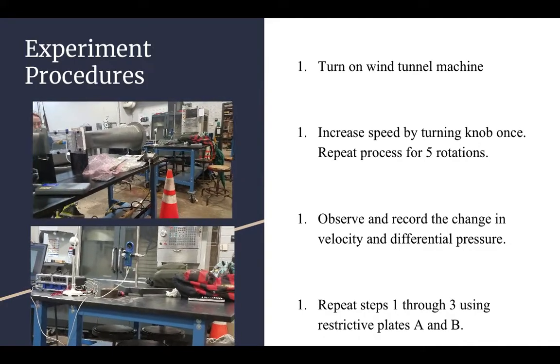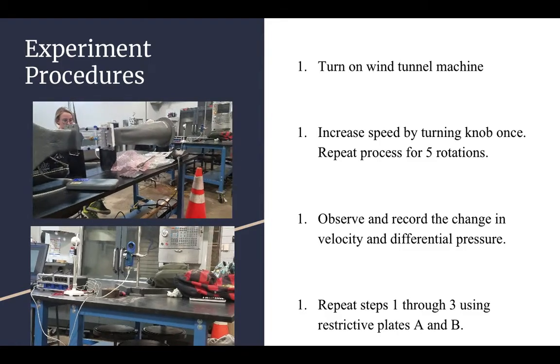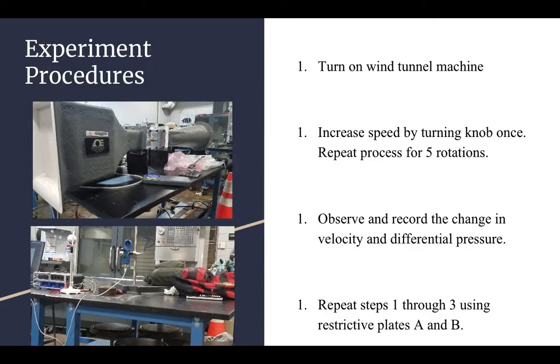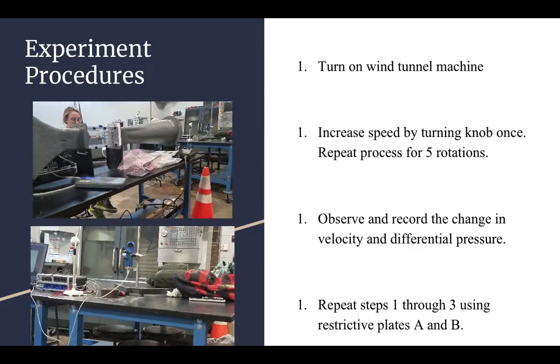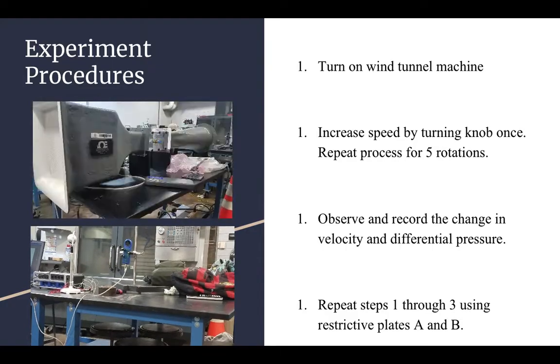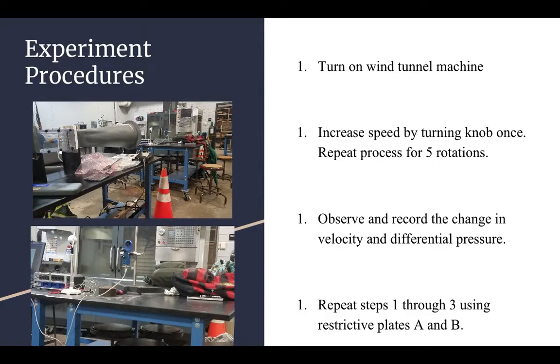Using the dart controller, we increased the speed of the air by turning the knob once. The process was then repeated for 5 rotations, and our team noted the change in velocity and the change in pressure. For control, we first conducted the experiment without the use of any restrictive plates. We then repeated the experiment using plates A and B and observed how the obstructions affected the data we obtained.